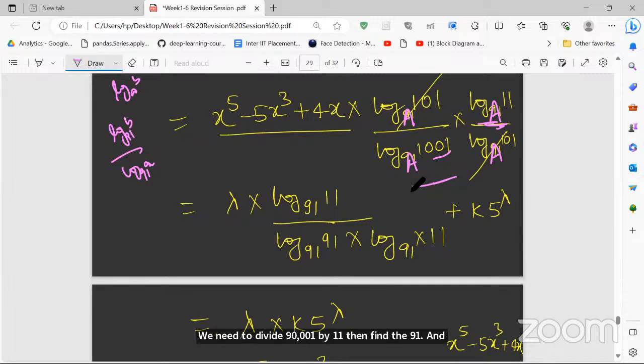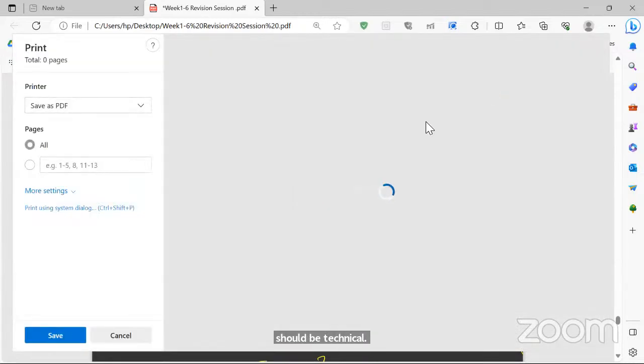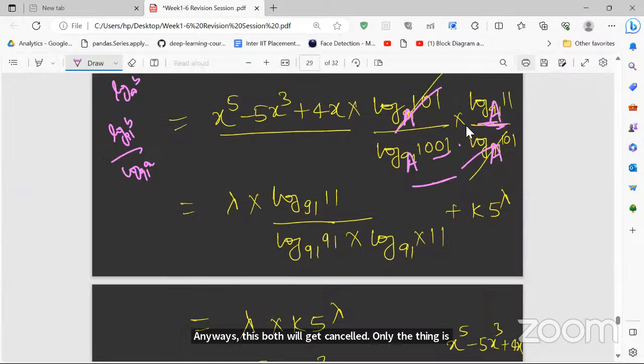And when you were taking A, you were aware that this should get cancelled, because only then can you proceed, right? If you didn't get it correct, you should check what base you should be taking, because with any base, both of these will get cancelled. Only the thing is about this 2. So this is what you have to think. This is how you have to think.